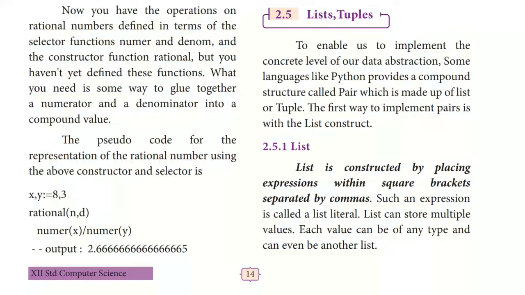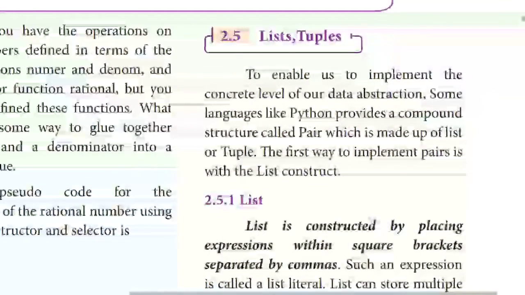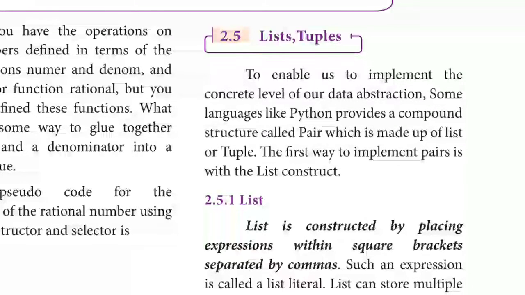Hello students, today we are going to see this topic which is known as list and tuples. So we'll see what is list. To implement the concrete level of data abstraction, programming languages like Python provide a compound structure which is known as pairs.